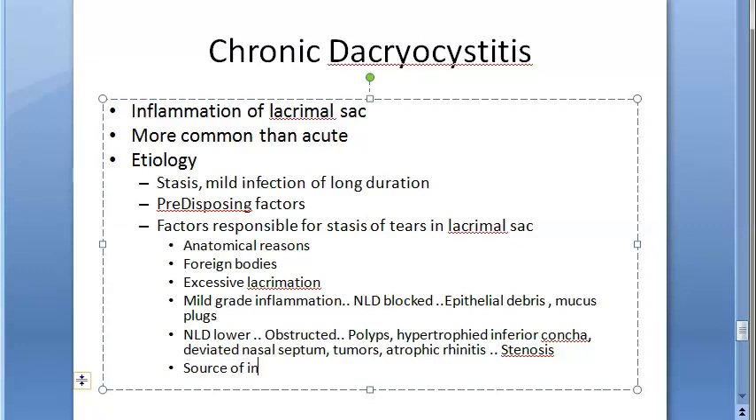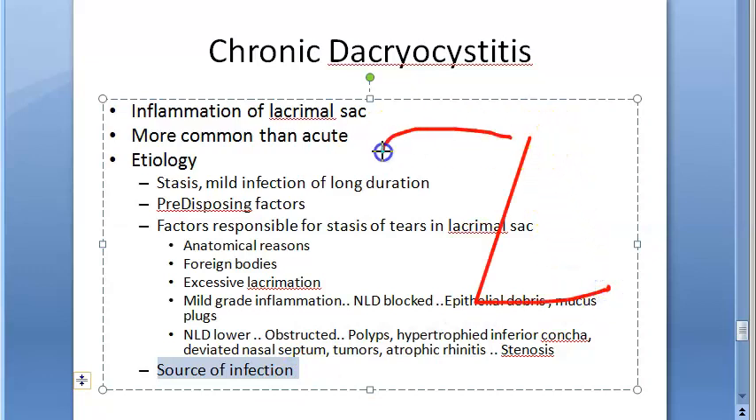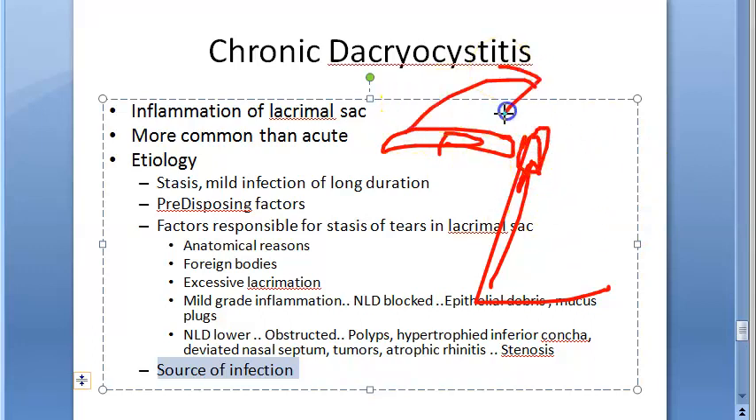Source of infection. From where is the infection coming? Basically, the lacrimal sac can get infected from the conjunctiva or the nasal cavity. From the nasal cavity, if the lacrimal sac is getting infected, then it is a retrograde spread, okay? It can also come from the paranasal sinuses. So from these three places: the conjunctiva, the nasal cavity, or the paranasal sinuses. If they get infected, then this is the source of infection.